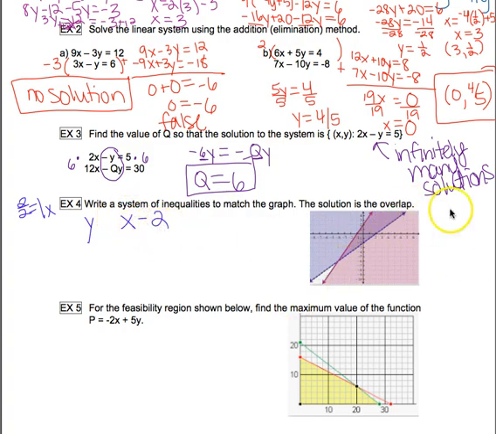Because the boundary line is dashed, that tells me that I'm going to use either a less than or a greater than. The way I decide is based on the shading. In this case, the blue shading that goes with the blue line is above the line. Above means bigger, greater, so greater than symbol. So this would be my first inequality.